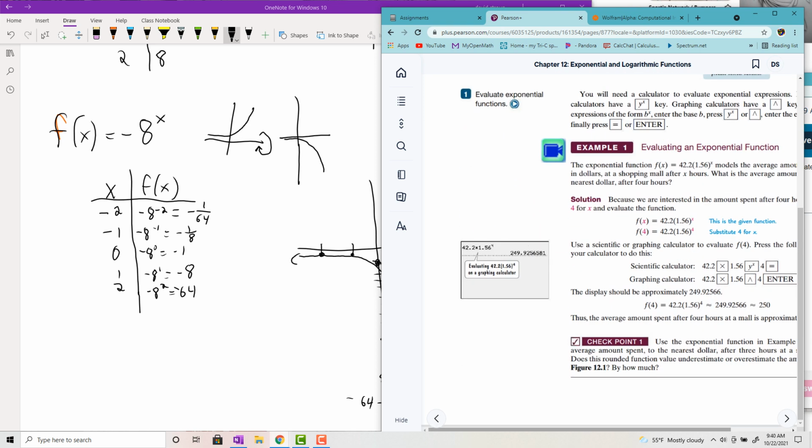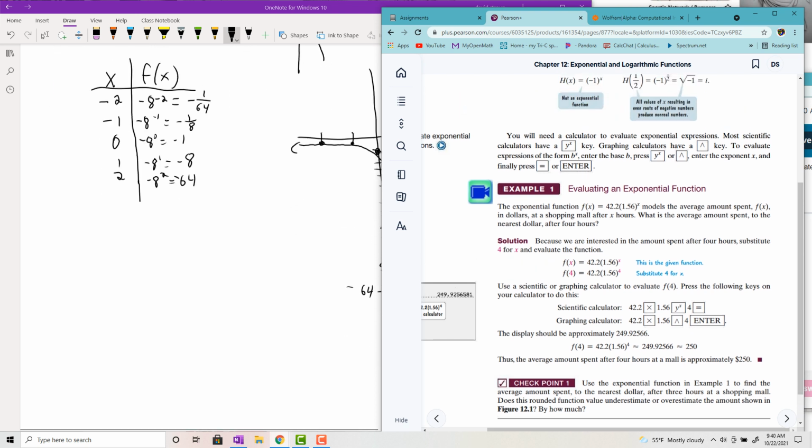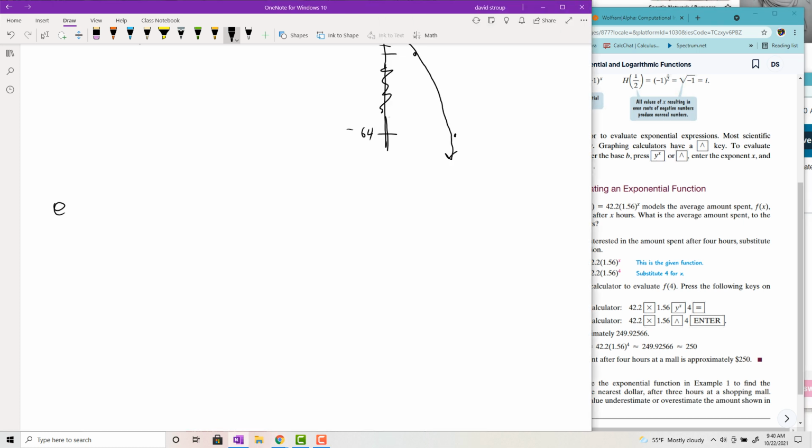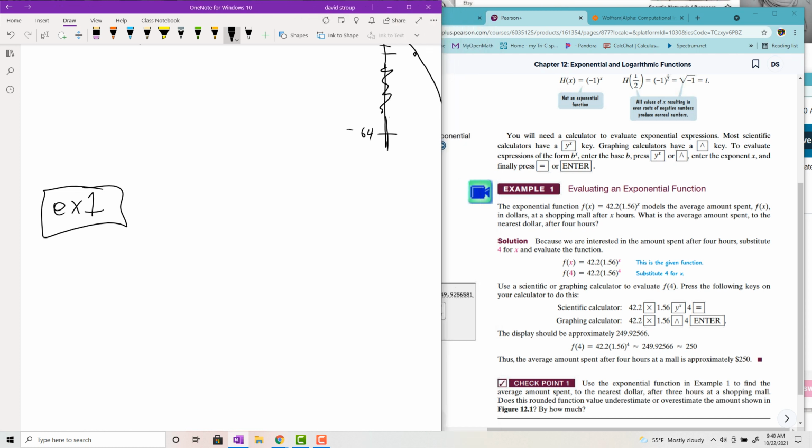Again, they're making sure you're able to evaluate exponential functions and their applications. So in example 1, what are we dealing with? They give you an exponential function that models the average amount spent in dollars at a shopping mall after x hours. So I guess there are mathematicians working for shopping malls modeling the amount spent. It's all about splitting hairs these days. You want to make sure you're not wasting money, so you need people to study this kind of stuff.